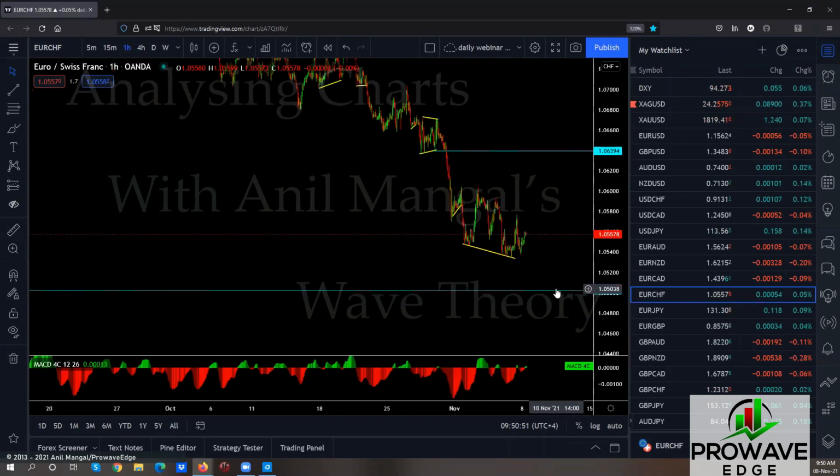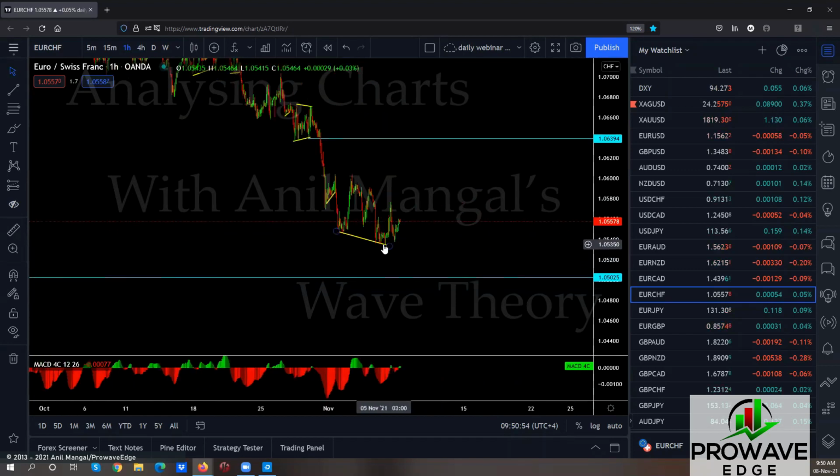Eventually, it might be either making a big running flat and drop, or it's making an ending diagonal or some kind of an ending channel. We'll see.